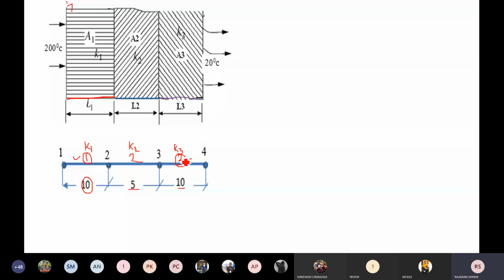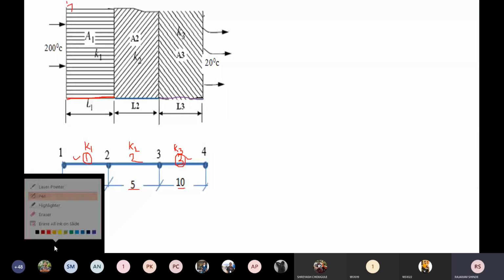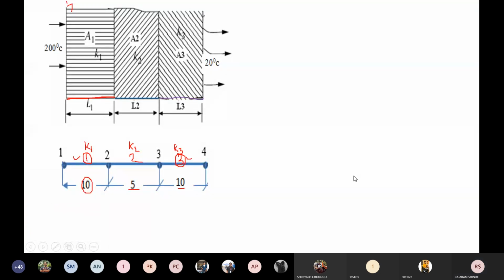If you write the conductivity matrix for first and third element, it becomes Ka by L into [1 -1; -1 1]. Now that conductivity matrix you will get same for first element and third element. So I will write here conductivity matrix K1, it is K1 A1 by L1 into [1 -1; -1 1].